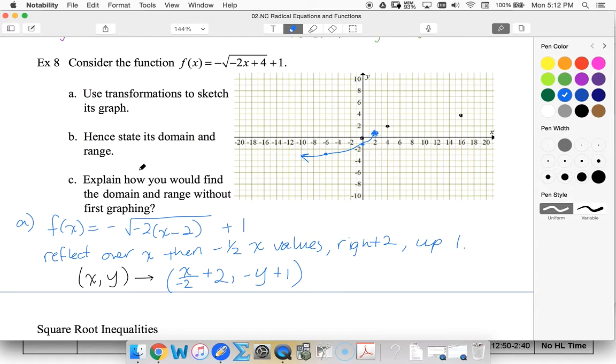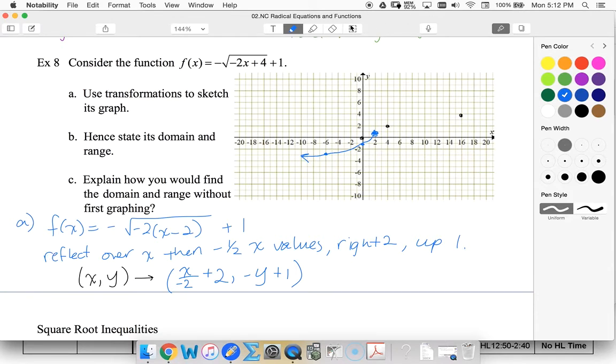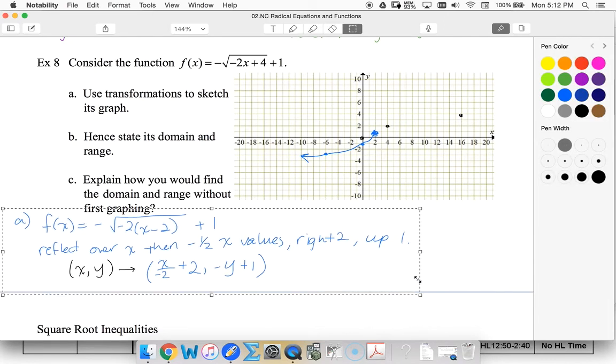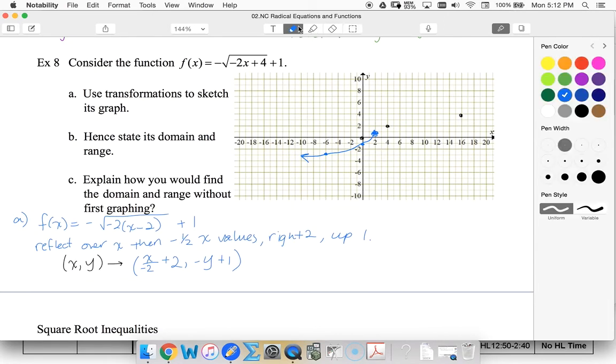So looking at this, I could say my domain and range. So my domain, let me take this and shrink it down a bit. So my domain is my x values. So I'm going from negative infinity to positive 2, which is included. And my range, from negative infinity, my maximum value is 1. All right, so there's my domain and range.